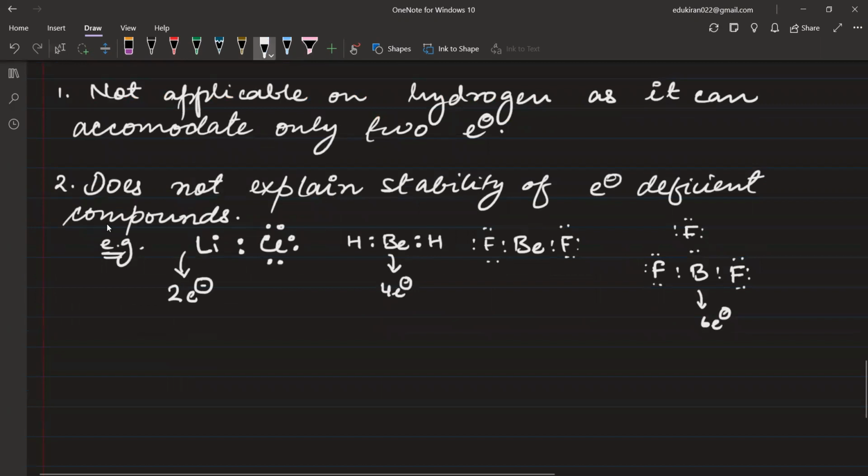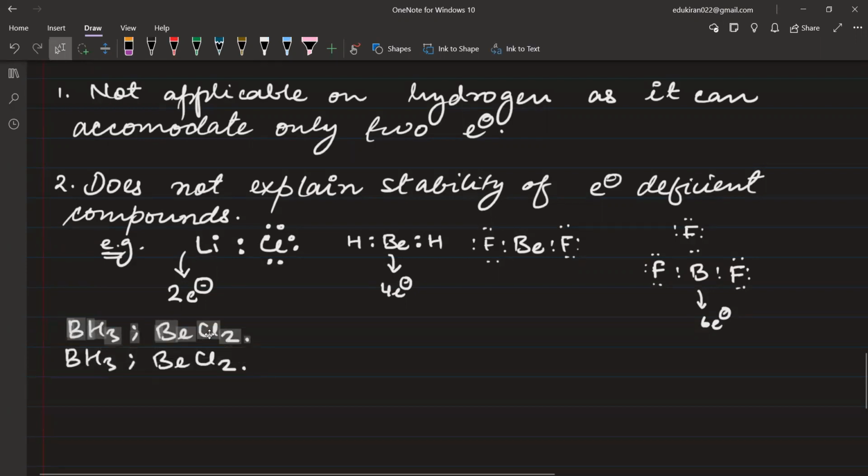If you want to write some more compounds, you can write boron hydride, that is BH3. Then what else? BeCl2. These are some other compounds whose stability it does not explain. In both cases, the boron has 6 electrons and the beryllium has 4 electrons in the valence shell. Now write the third point.